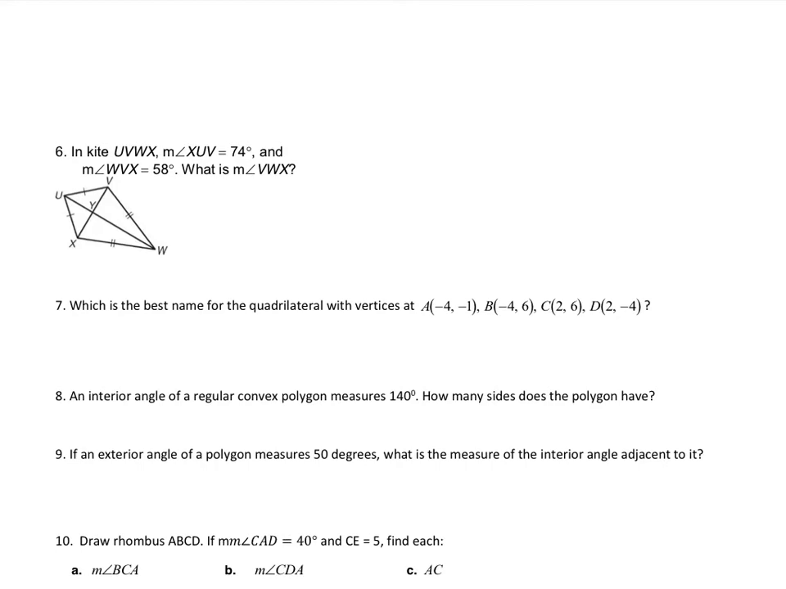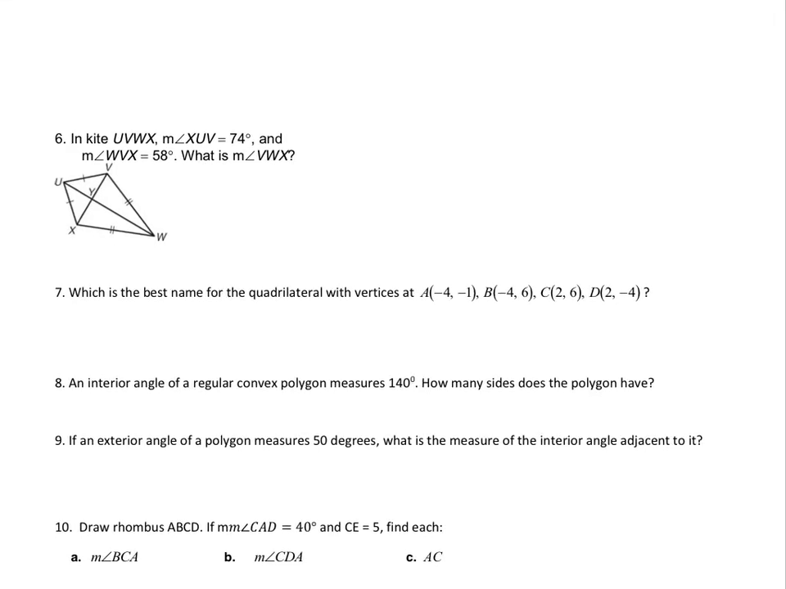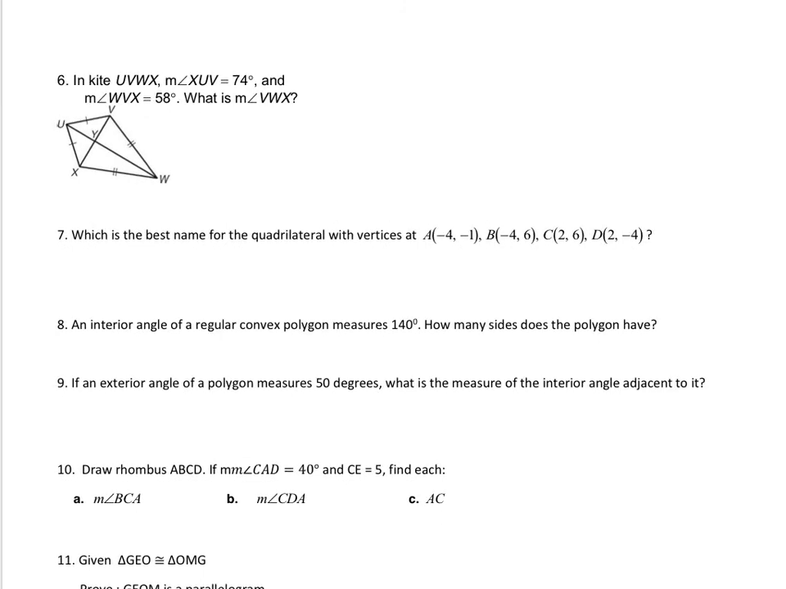We're given this kite, and we have the measure of angle XUV, this one right in here is 74, and the measure of angle WVX, that angle in there is 58, and this one we said is 74. We need to find the measure of angle VWX. So VWX, we got to find that one in there.